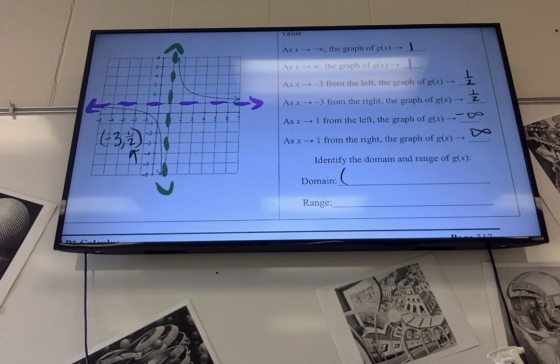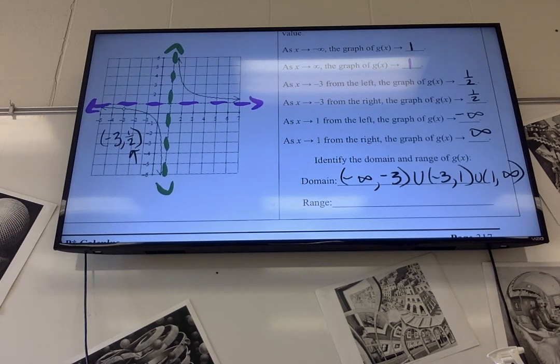Kendrick, give me the domain. Negative infinity to negative 3. Yep. Then negative 3 to 1. Excellent. Then 1 to infinity. Excellent. Good job. Questions?